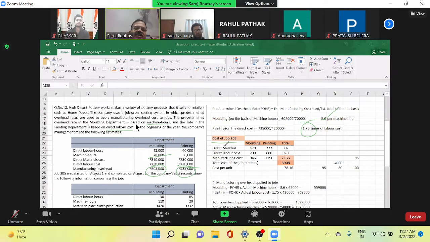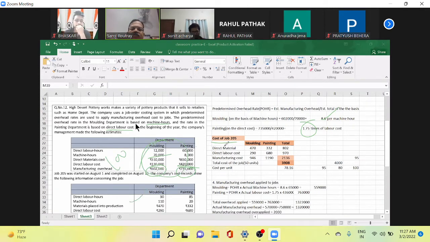This estimation is for maybe hundreds of jobs. This is for only one job, job number 205. And this job 205 passed through two departments, molding and painting. So in molding department, some cost has been incurred, and in painting department also some cost has been incurred. In molding department, we have incurred direct material 470, painting 332, direct labor 290 and 680.